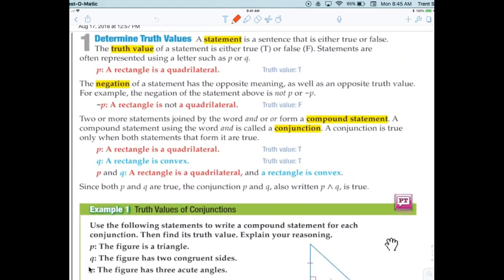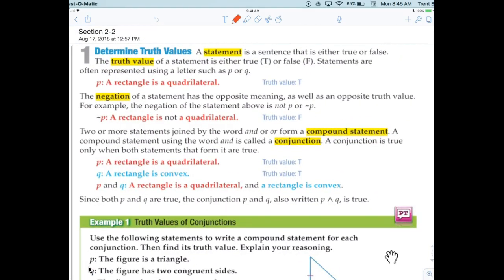Now, some of you from English probably know this. A statement is a sentence that is either true or false. Can something be true and false? No, it's one or the other. You're either true or you're false. The truth value of a statement is either true or false. Statements are often represented using a letter such as P, Q, and R. Those are the most frequently used letters. We're going to use P, Q, and R for almost everything. And what you do is you break each statement down and give it a letter.